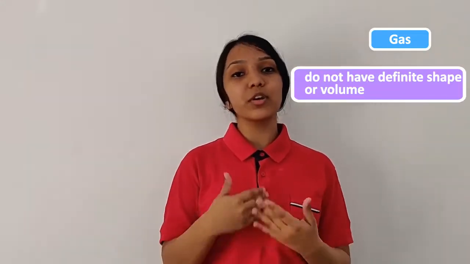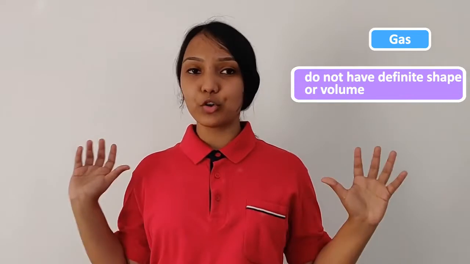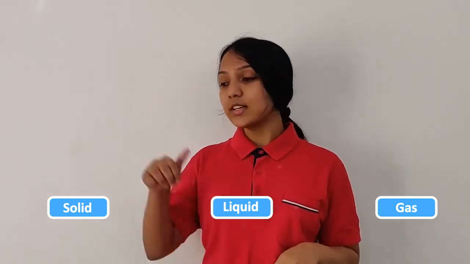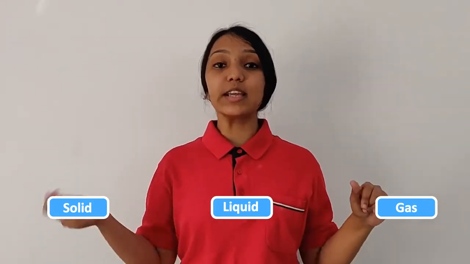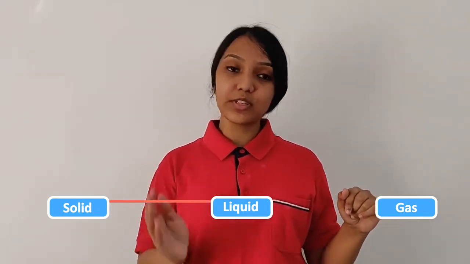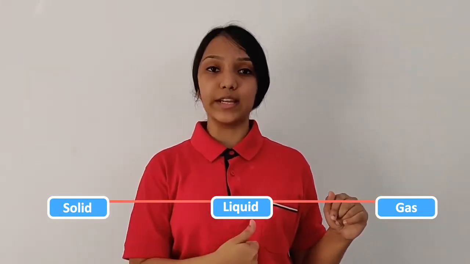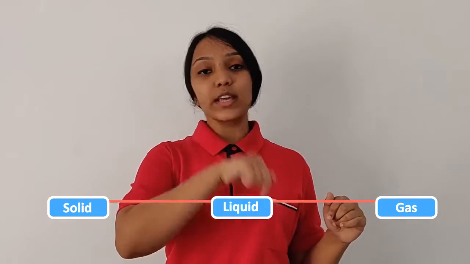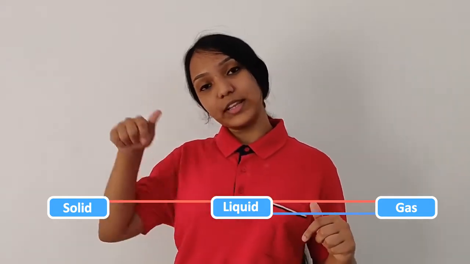And when we talk about gases, they have neither a definite shape nor a definite volume. They just occupy the space wherever you fill them. And this is about solids, liquids and gases. Interestingly, solids, liquids and gases are interconvertible. That is, a solid can be changed into a liquid, which can be converted into a gas upon heating. And upon cooling, gases get converted into liquid and then into solids. So this is about the nature of matter and the states of matter.